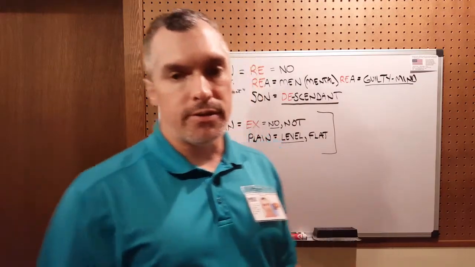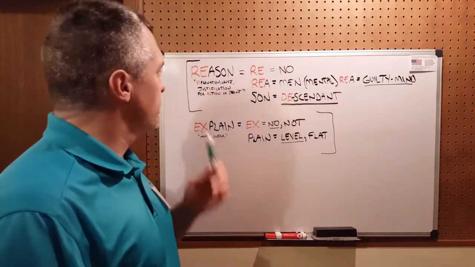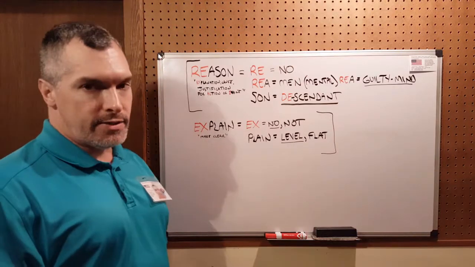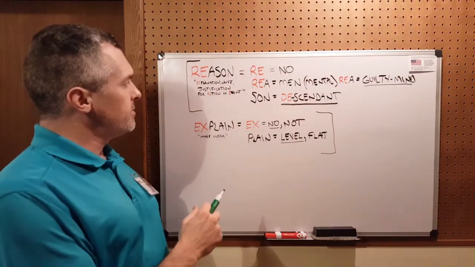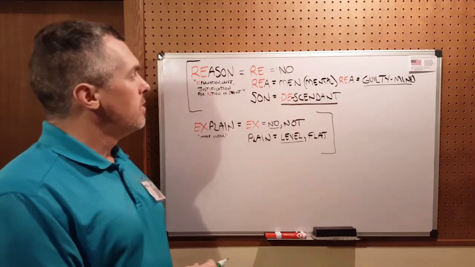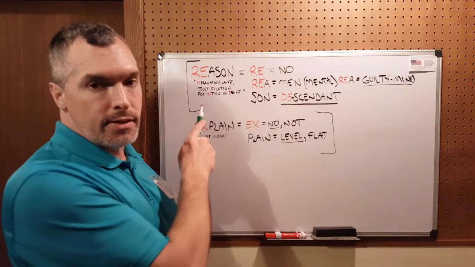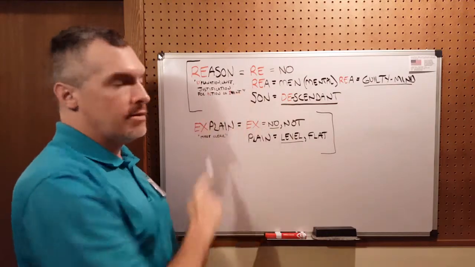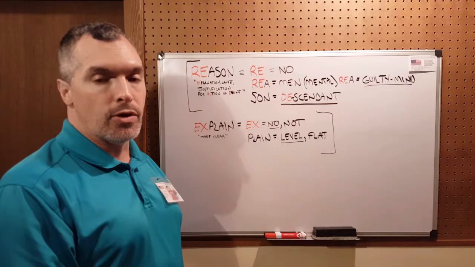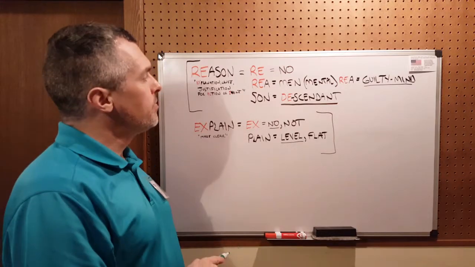One of the words we will parse today is the word reason. Google tells us that reason means explanation, cause, justification for action or event. Right away, we see at the beginning the poison prefix RE, which means no. It's a no contract word or prefix.